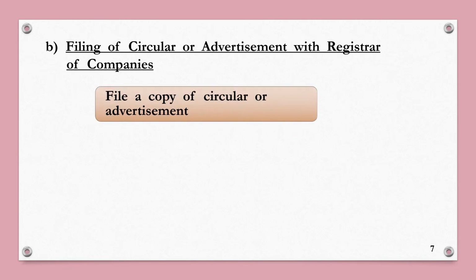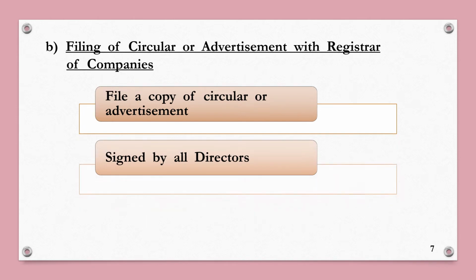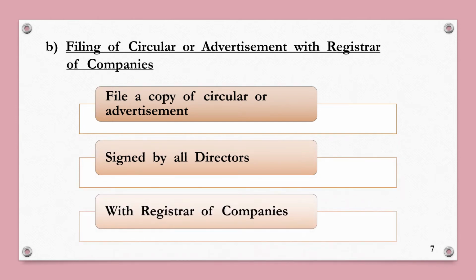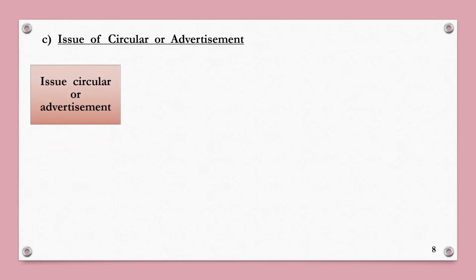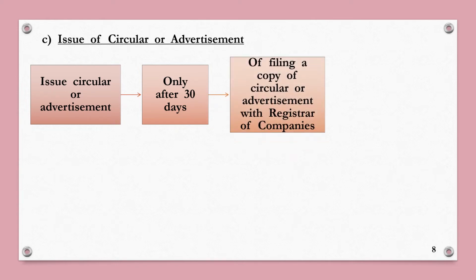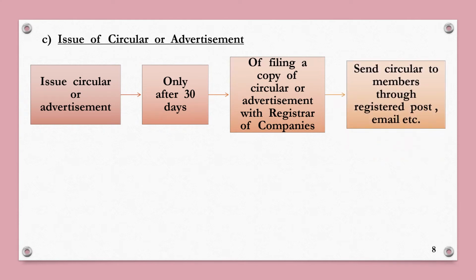The next rule is relating to filing of circular or advertisement with Registrar of Companies. A company needs to file a copy of circular or advertisement with the Registrar of Companies. However, before filing, it must be signed by all directors of company. After filing copy of circular or advertisement, the company can now issue circular or advertisement to members and public respectively, but it can do so only after 30 days of such filing with Registrar of Companies.